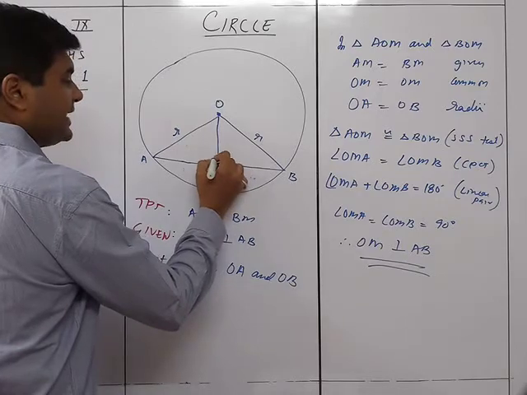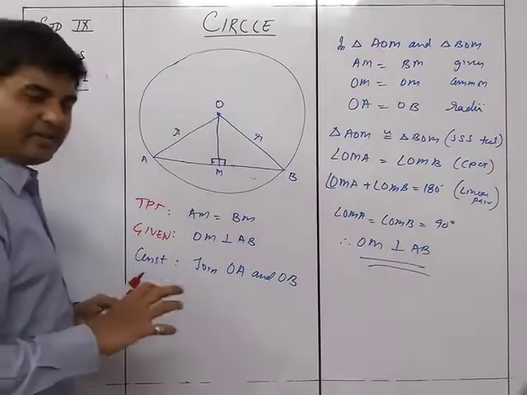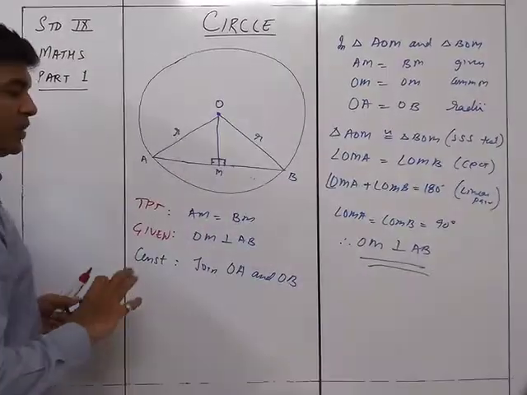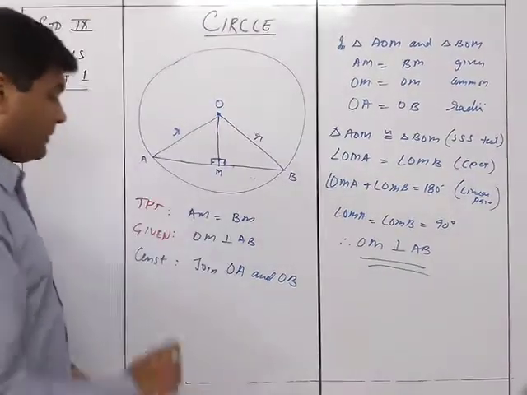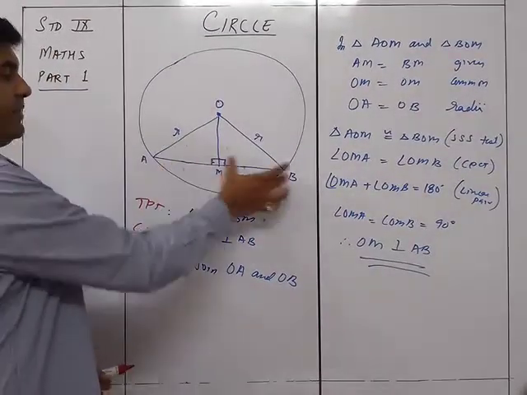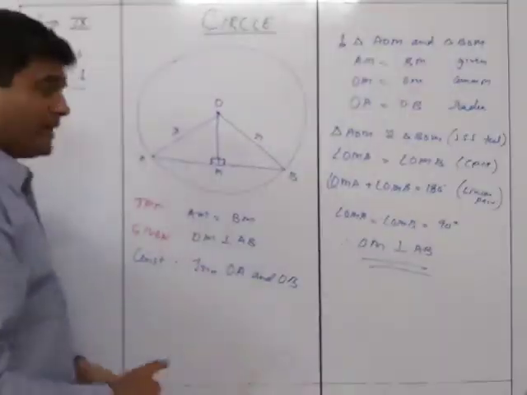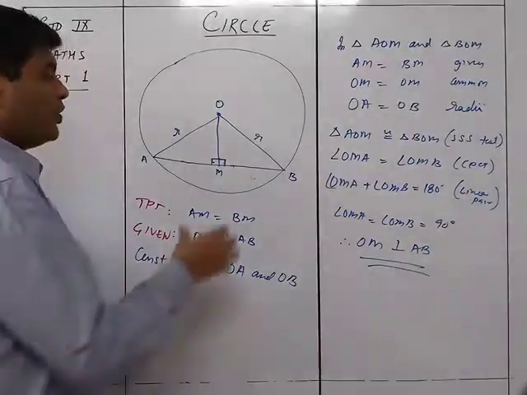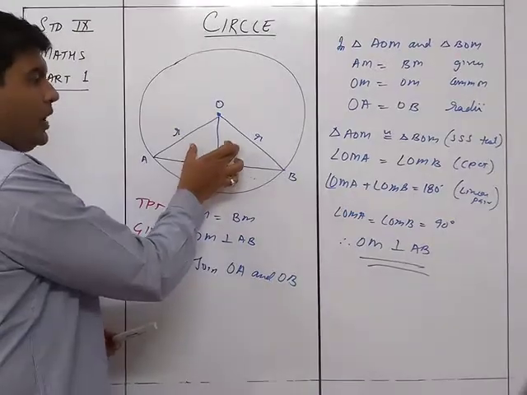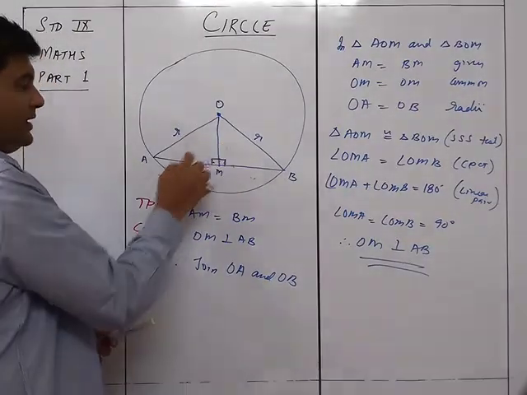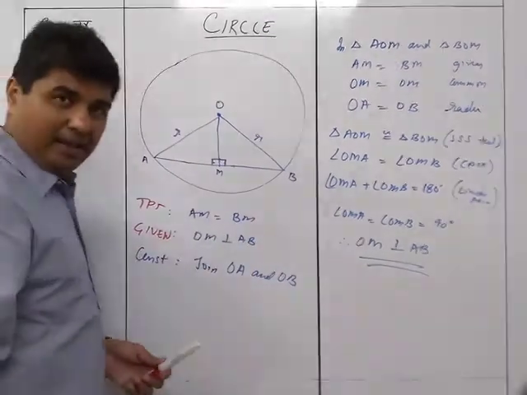It is given that OM is perpendicular to AB. AB is given to me, but I am not given that AM is equal to MB. I need to prove that AM is equal to MB. I am going to use the same fundamental principle. I am going to prove these two triangles to be congruent. Once the two triangles are congruent, automatically AM will be equal to MB.